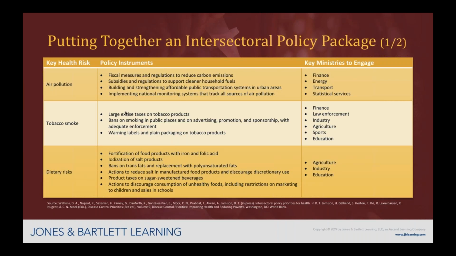I'd mentioned a minute ago that the new DCP3 Lancet paper and the new volume 9 of DCP3 has put together an intersector policy package that it recommends for early adoption, even in low-income countries. And you'll see that in the next two slides. You'll see the key health risk on the left, a set of potential policy instruments in the middle, and the key agencies to be involved on the right. And then the DCP3 paper and volume, which I recommend to you, they've also looked at the platforms from which these policy instruments can be implemented.